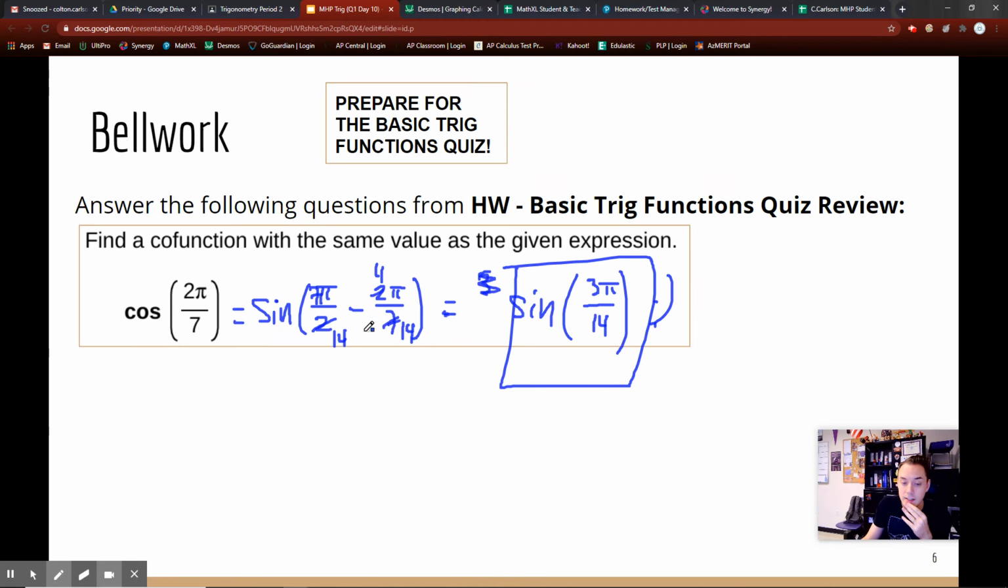Again, I have to find common denominators. Multiply by 7, I get 14. Multiply by 7, I get 7 pi. Multiply by 2, I get 14. Multiply by 2, I get 4. 7 minus 4 is 3, and then 14 stays at the bottom. Awesome.